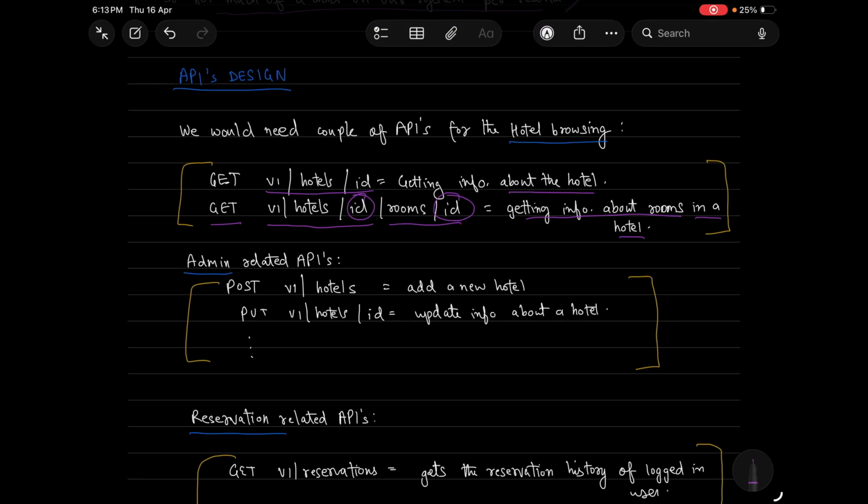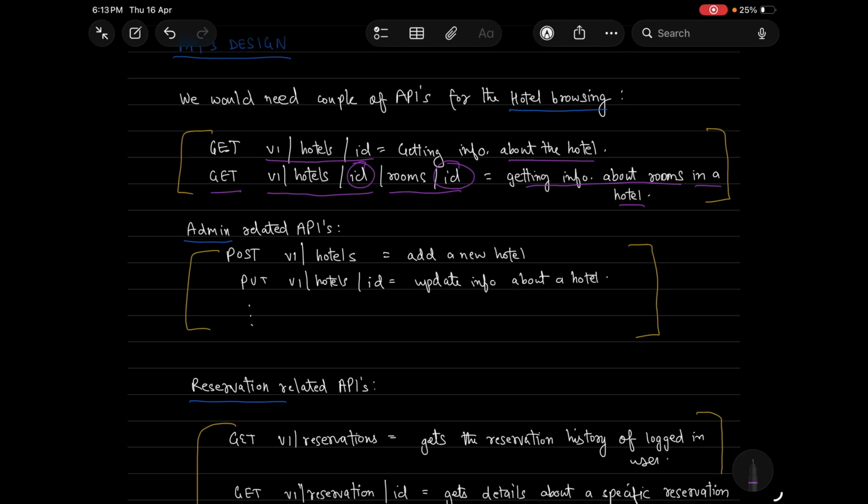Then we need a couple of APIs to do admin related work like adding hotels, doing CRUD on the rooms, doing CRUD on the hotels, and so on. So a post call on v1/hotel adds a new hotel with the particular payload having that hotel information which we are adding newly. Then put is v1/hotel/id. This is to update info about a particular hotel with this hotel ID.